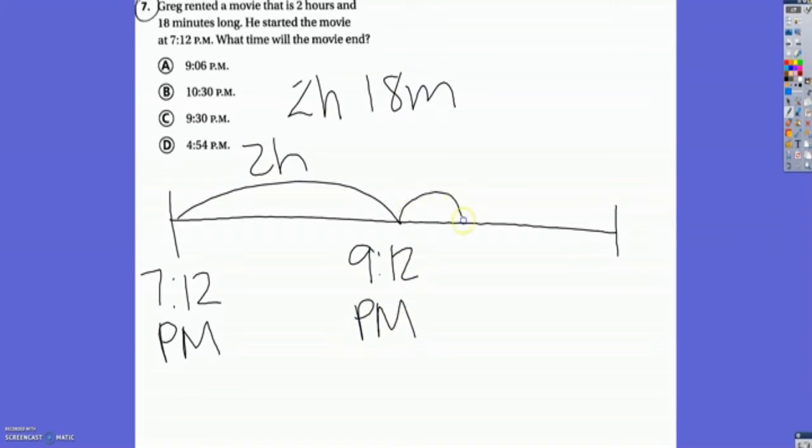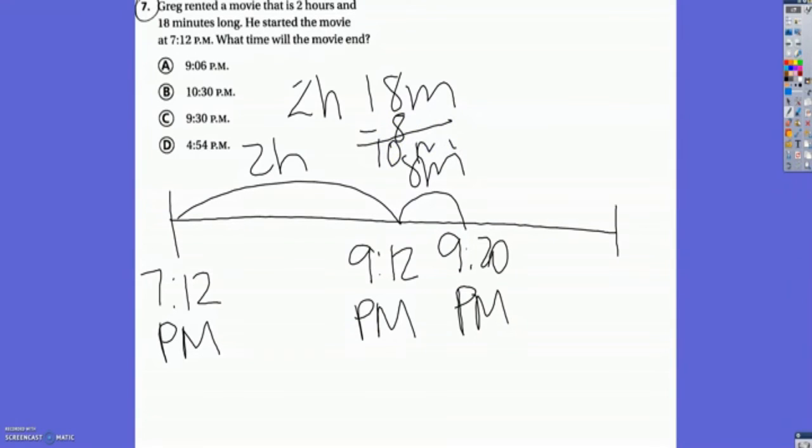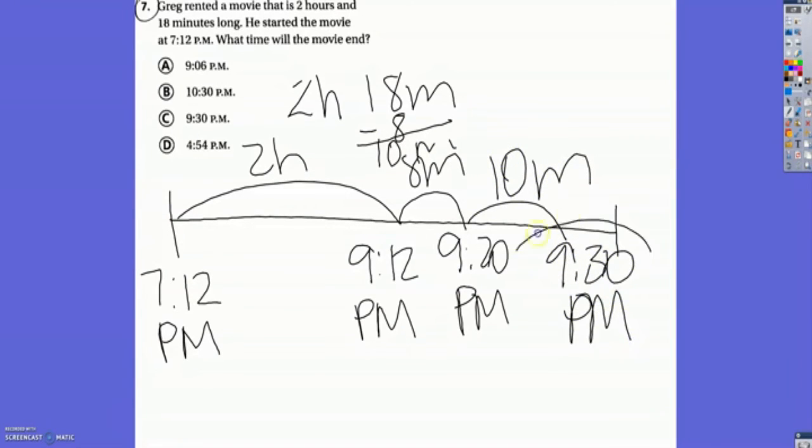18 minutes. I'm going to go ahead and jump 8 minutes because that'll put me at a multiple of 10, so that puts me at 9:20 p.m. So if I subtract the 8 minutes from the 18 total that I needed to jump, that leaves me with 10 minutes to jump. So if I jump 10 minutes, that puts me at 9:30 p.m. So that means the movie was over at 9:30 p.m. So our answer is C.